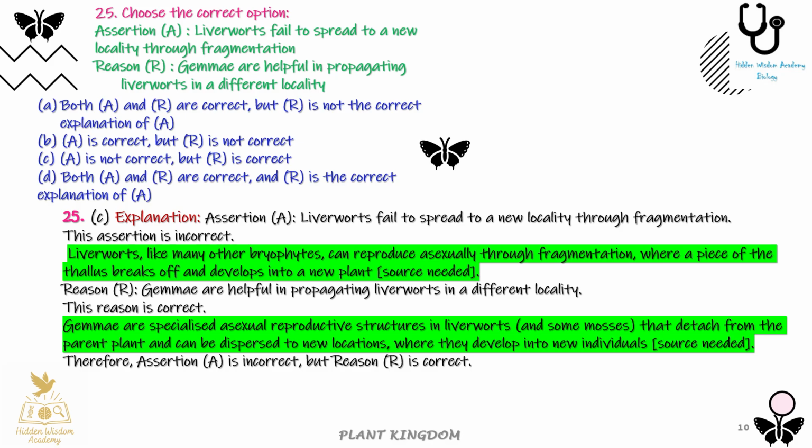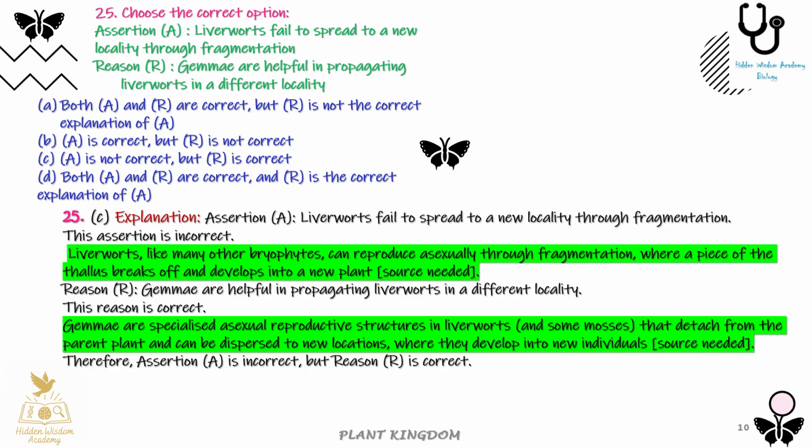Question 25. Choose the correct option. Assertion: Liverworts fail to spread to a new locality through fragmentation. Reason: Gemmae are helpful in propagating liverworts in a different locality. Option A. Both assertion and reason are correct, but reason is not the correct explanation of assertion.